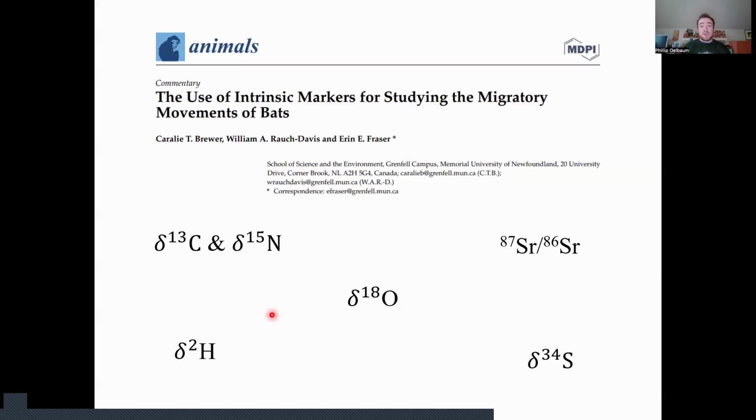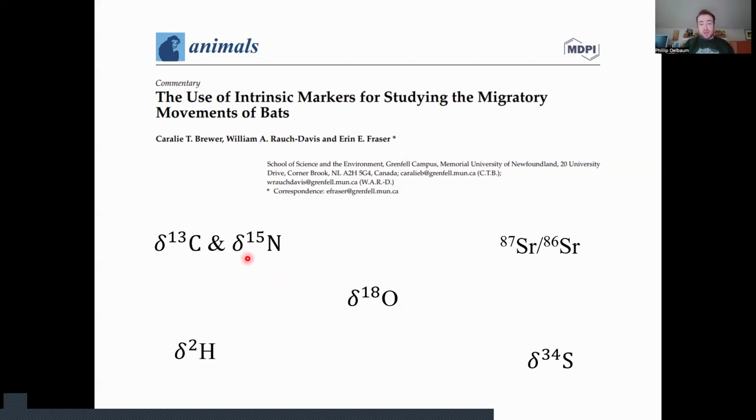So we can use these to also study migration in bats. If we have good isotopic maps of regions of whole continents, even, and we can catch a bat on the landscape, clip its fur, and analyze it for these isotopes, we're able to actually match it up to figure out where within their environment, or where within the continent this animal had come from.